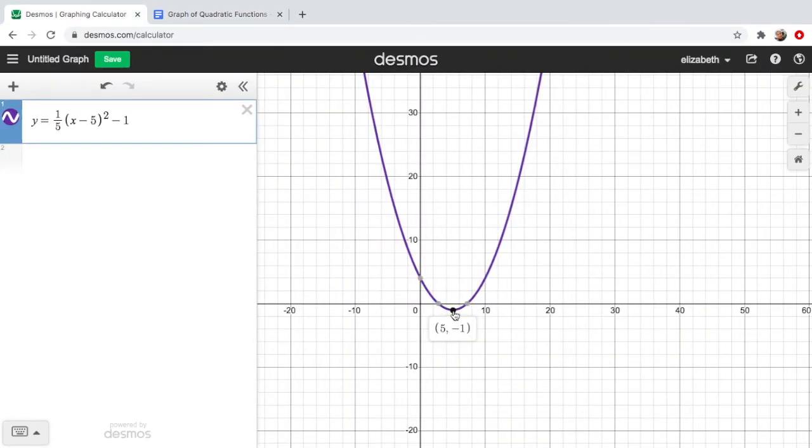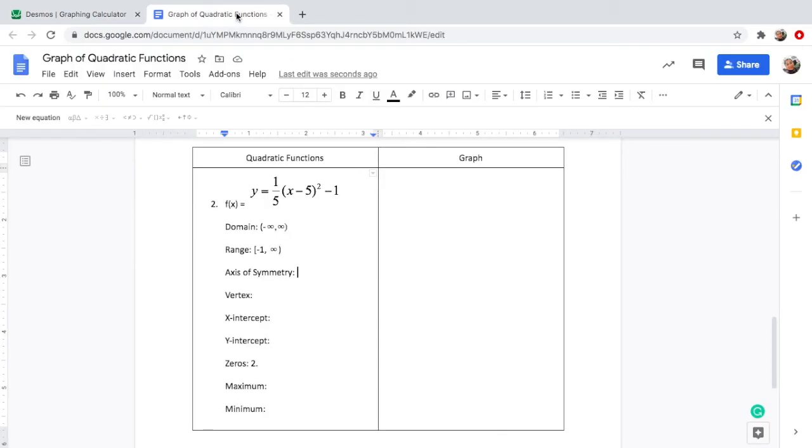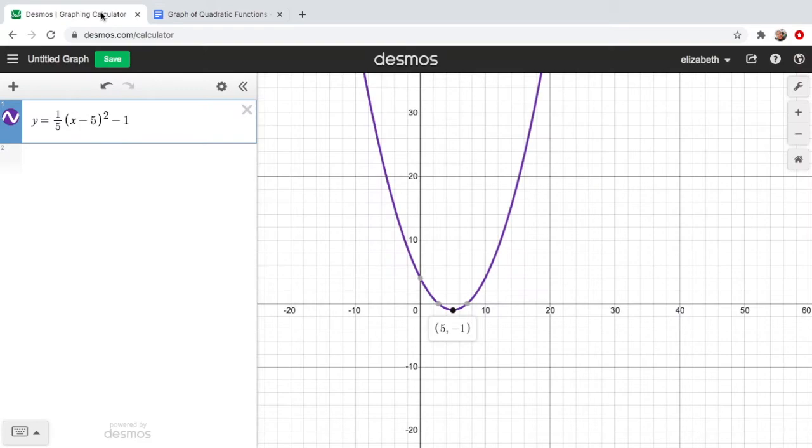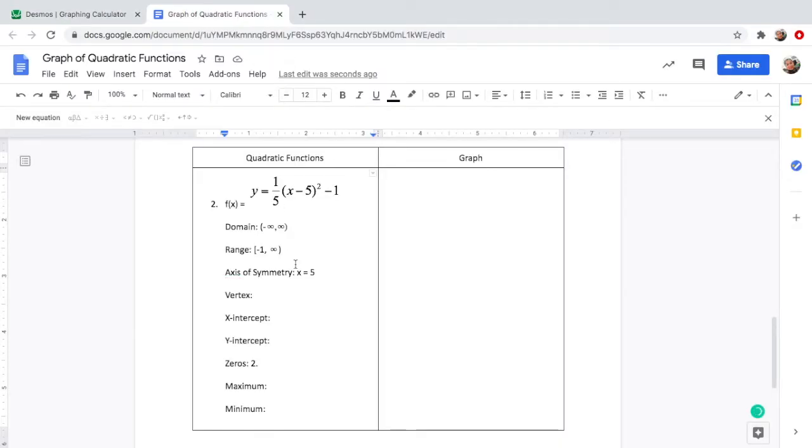How about the axis of symmetry or the AOS? The axis of symmetry is a vertical line that passes through the vertex and that is your x-coordinate, which is 5. So x equals 5. How about the vertex? Your vertex is here, 5 and -1. 5 and -1.